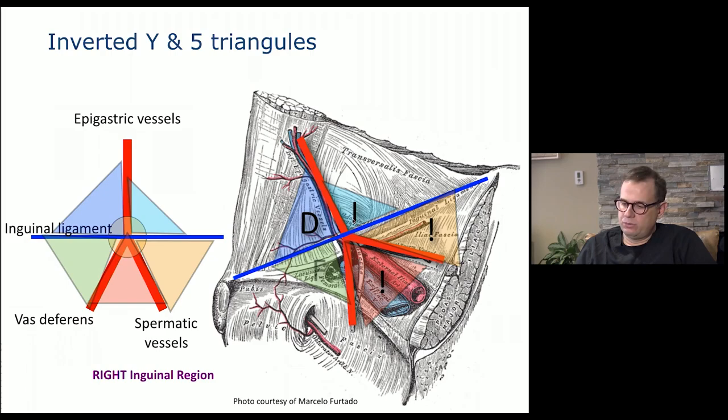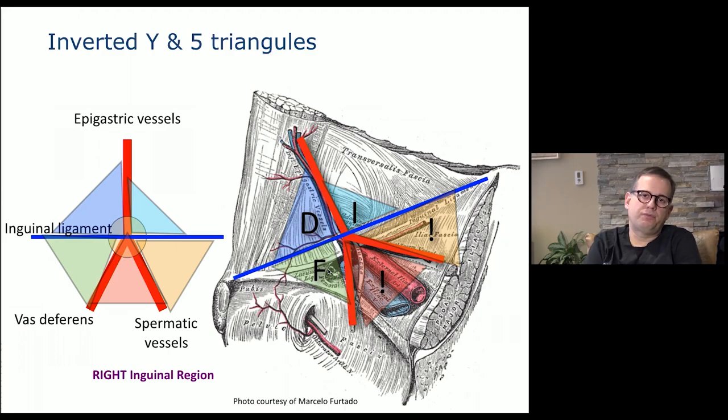The fourth triangle, between the epigastric vessels back to the pubis, is the Hesselbach triangle, the famous Hesselbach triangle, seen from inside. That is bounded by the epigastric vessels, the rectus sheath, and that line, which means the inguinal ligament. And the fifth and smallest triangle, between the iliopubic tract back to the vas deferens, is the femoral triangle, where we can find the crural or femoral hernias.